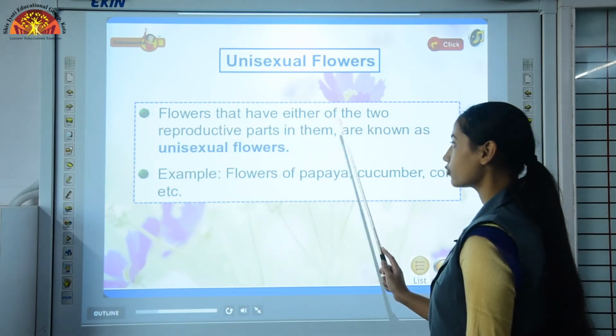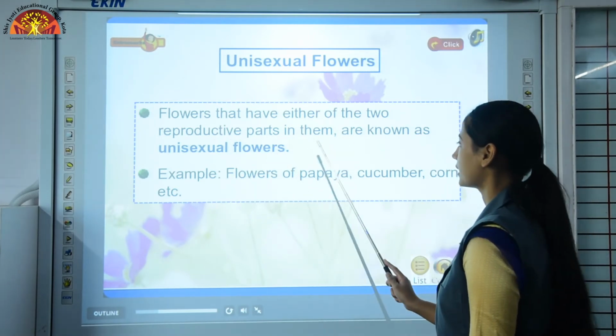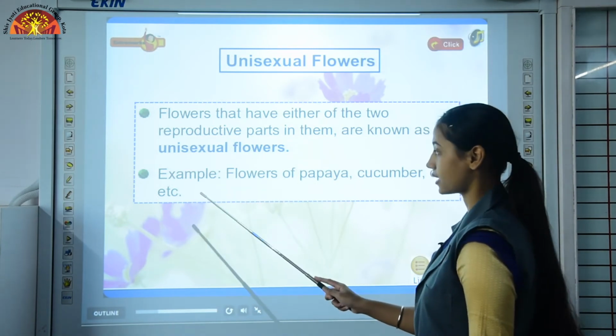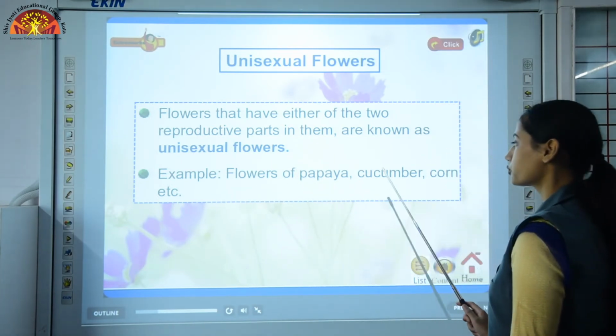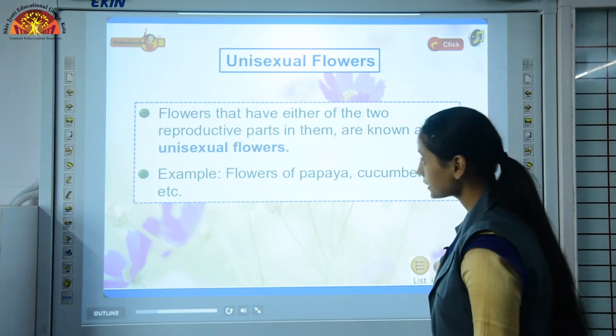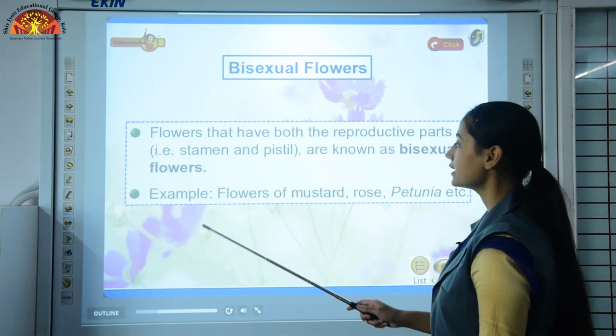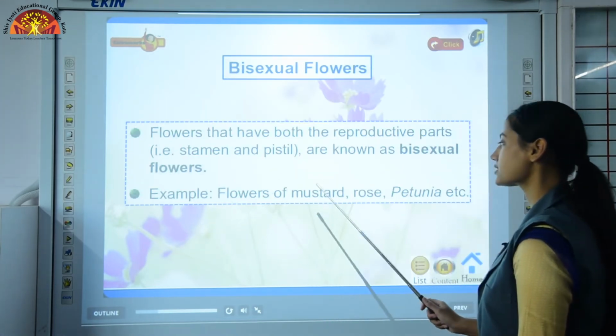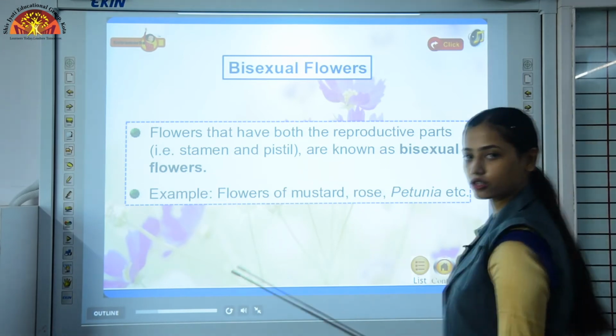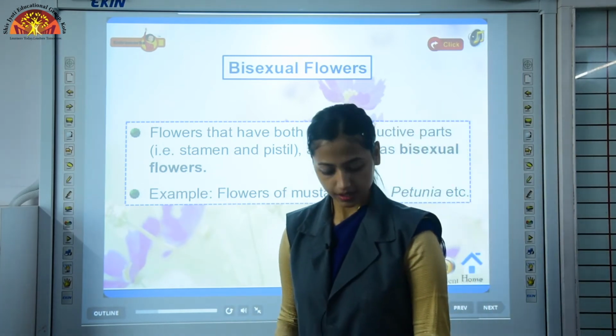Flowers that have either of the 2 reproductive parts in them are known as unisexual flowers. Example, flowers of papaya, cucumber, corn, these are unisexual flowers. And bisexual examples are flowers of mustard, rose, petunia. These all are examples of bisexual flowers.